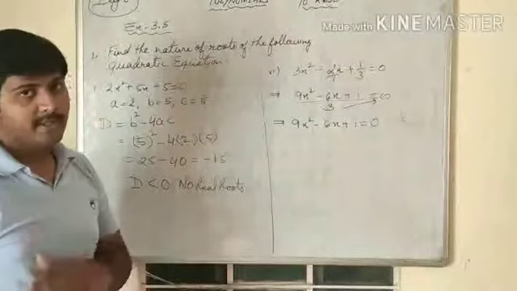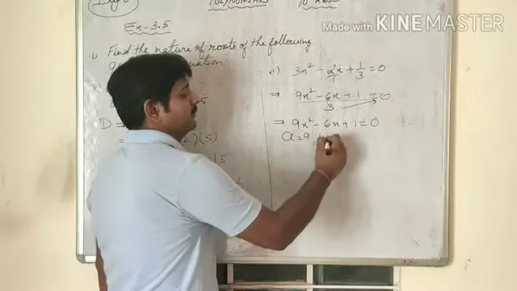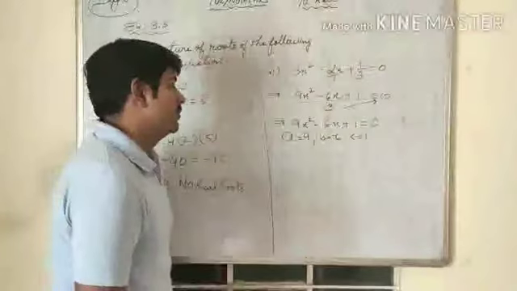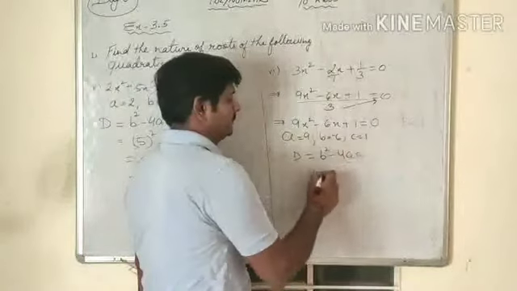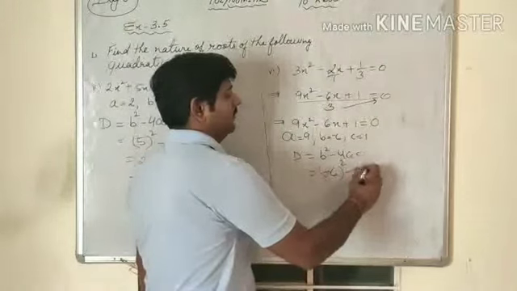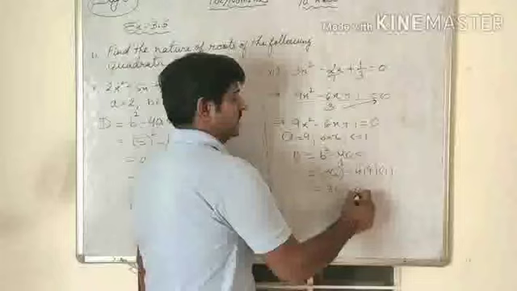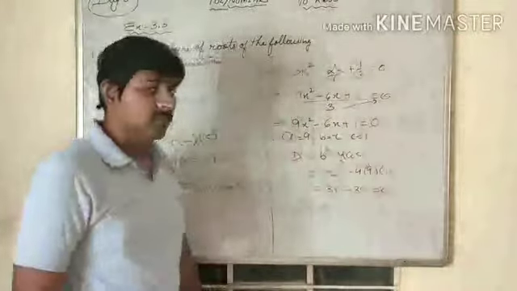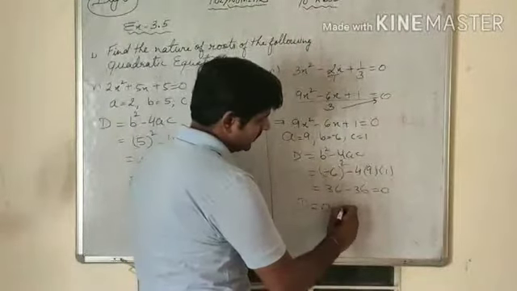Now A, B and C. A is 9, B is negative 6 and C is positive 1. So discriminant equals to B square minus 4AC. So minus 6 whole square and 4 into 9 into 1. 36 minus 36, that is 0. So discriminant is 0.